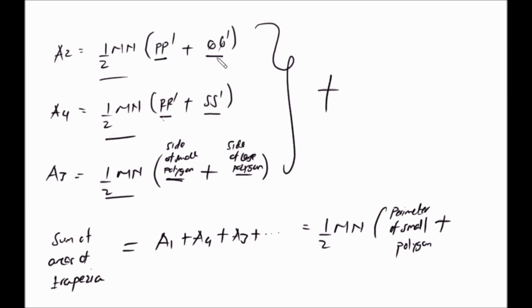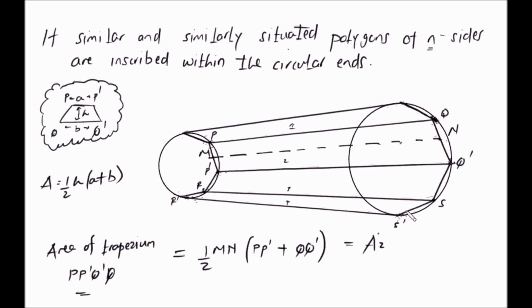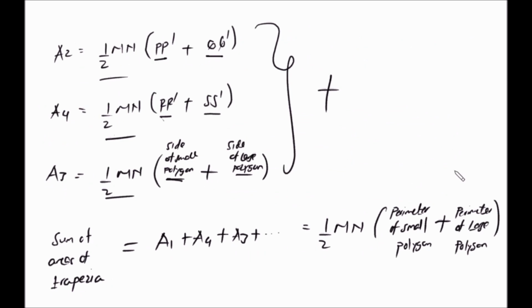Add, similarly if I add the sides of the large polygon to the end, what will I get? I will get the perimeter of the large polygon. So let me show that too. I will add QQ dash, add SS dash, add the sides of this polygon, and at the end I get the perimeter of this large polygon. So the sum of areas of trapezia is half times mn times the perimeter of the small polygon plus the perimeter of the large polygon, which in short we call the sum of perimeters of the polygons.